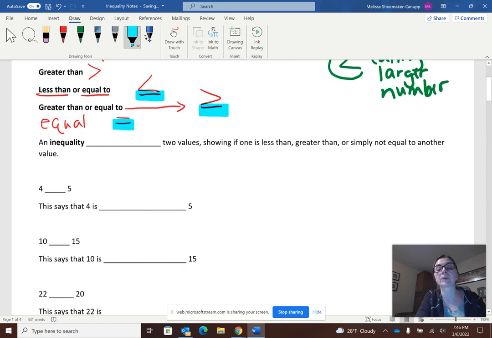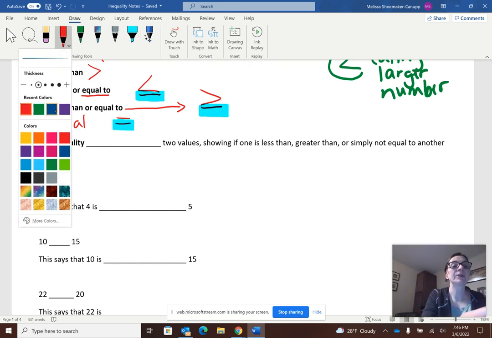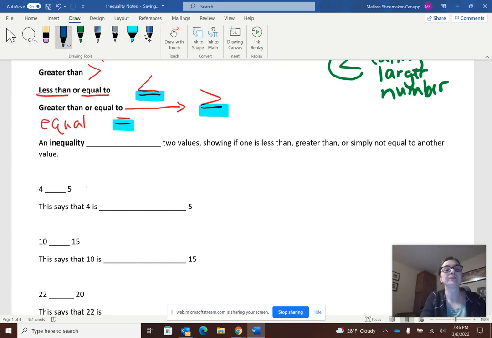Okay. So make sure you're writing this down. These notes are going to be super, super helpful because Carnegie expects you to already know this, from our math curriculum. So we're taking an extra step here and starting out with some things that might really help you. An inequality compares two values showing if one is less than, greater than, or simply not equal to another value.